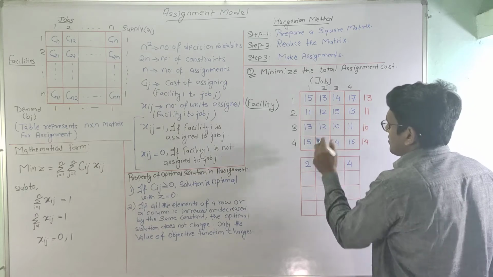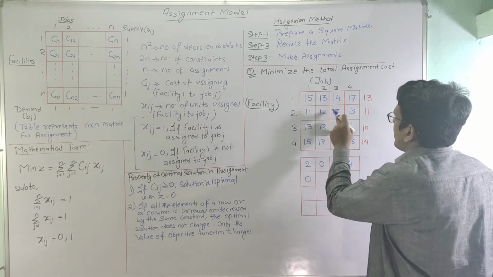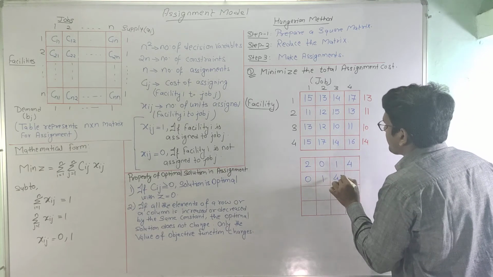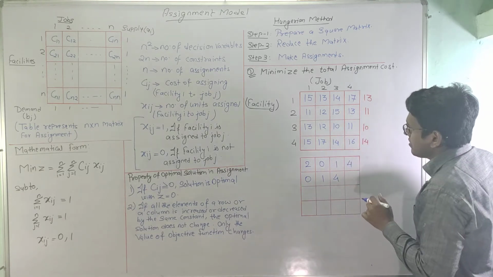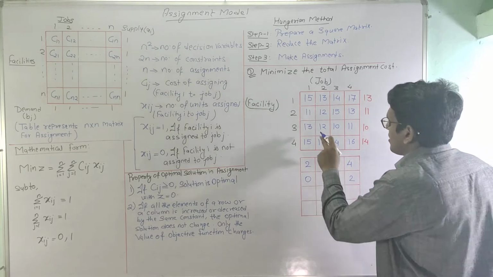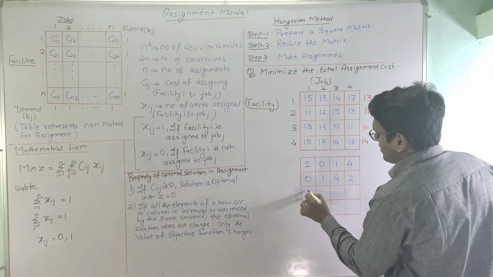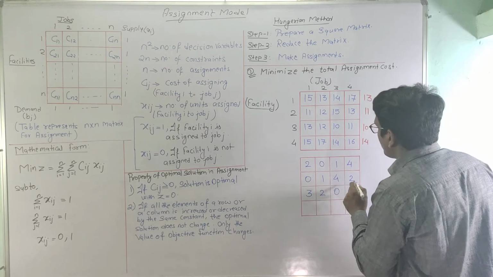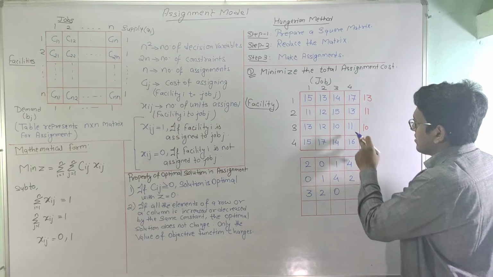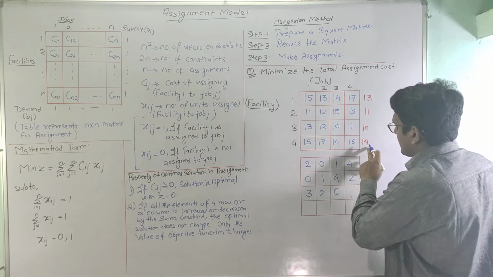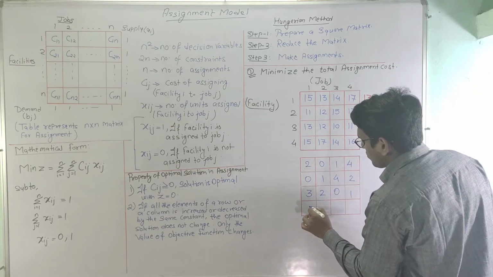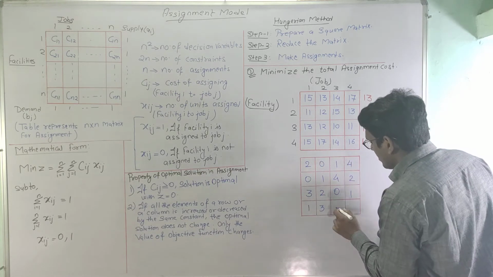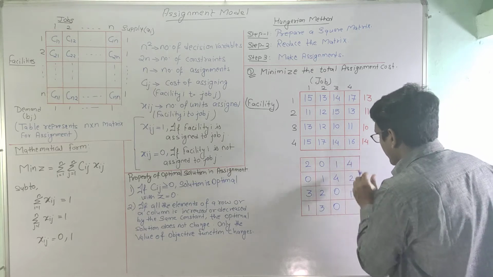Similarly here 11 minus 11 is 0. 12 minus 11 is 1. 15 minus 11 is 4. 13 minus 11 is 2. Similarly 13 minus 10 is 3. 12 minus 10 is 2. 10 minus 10 is 0. 11 minus 10 is 1. And in the last row, 15 minus 14 is 1. 17 minus 14 is 3. 14 minus 14 is 0. 16 minus 14 is 2.